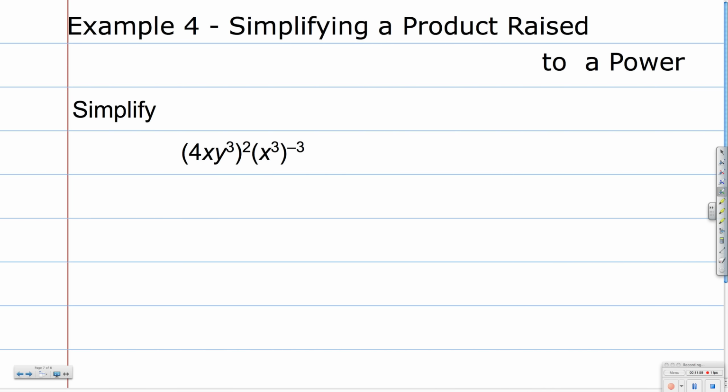Example 4, simplifying a product raised to a power. This by far is going to be the most complicated example of this video lesson. And what we have to do is first raise powers to a power. So we're going to need to take this 2 and apply it to the y to the 3rd and to the x and to the 4. So when I rewrite that first part of this problem, it's going to become 4 to the 3rd, x to the 3rd, and y to the 3 times 2.